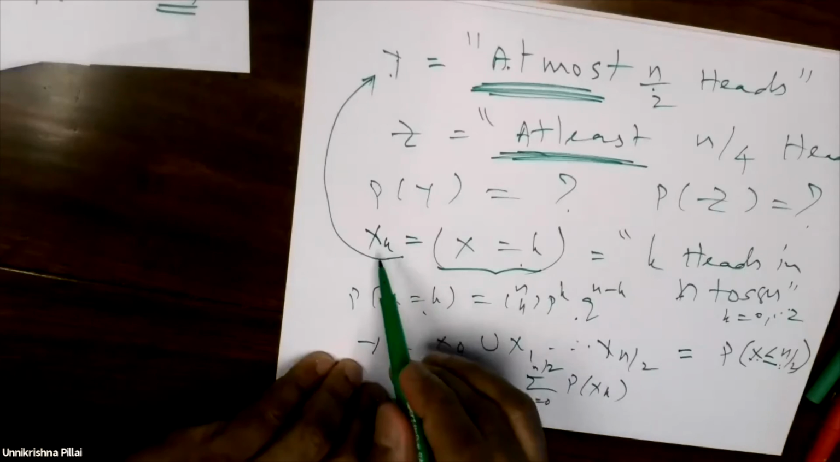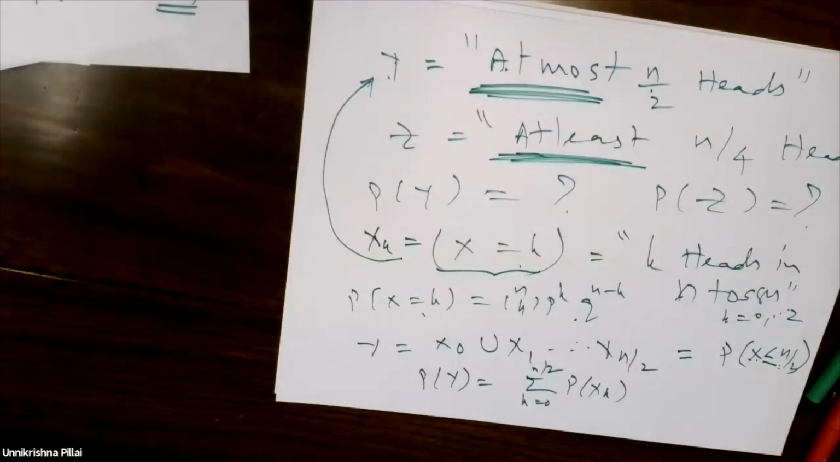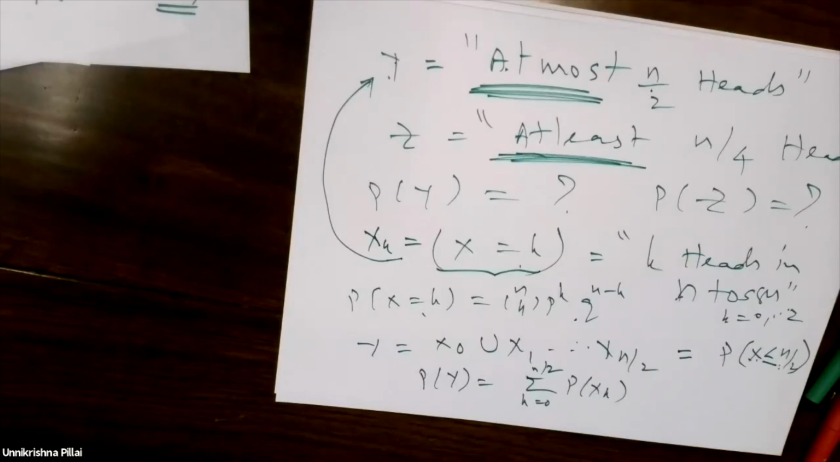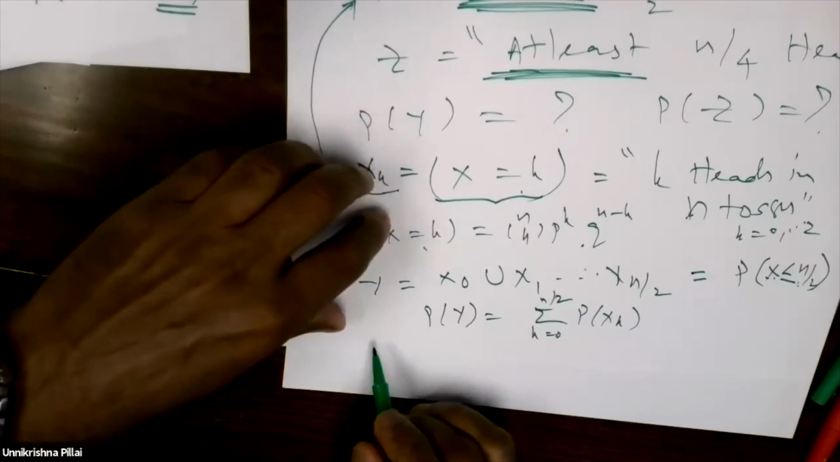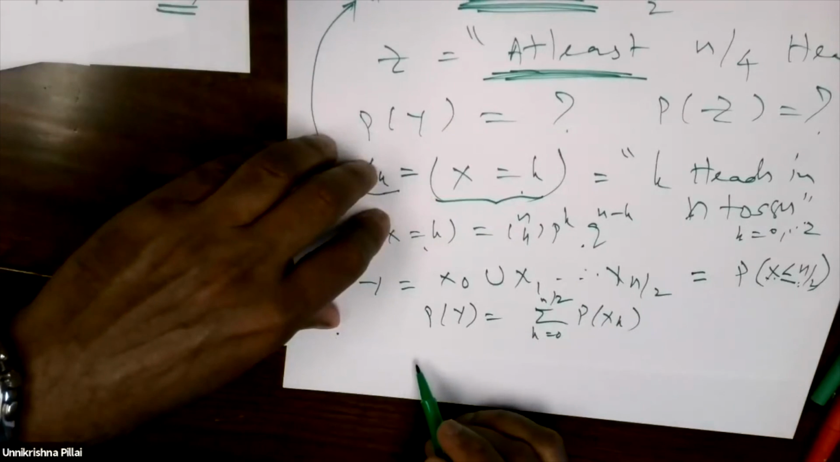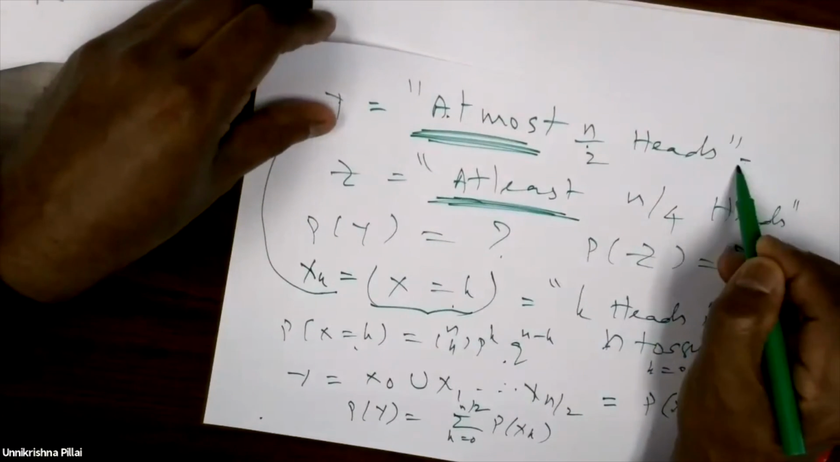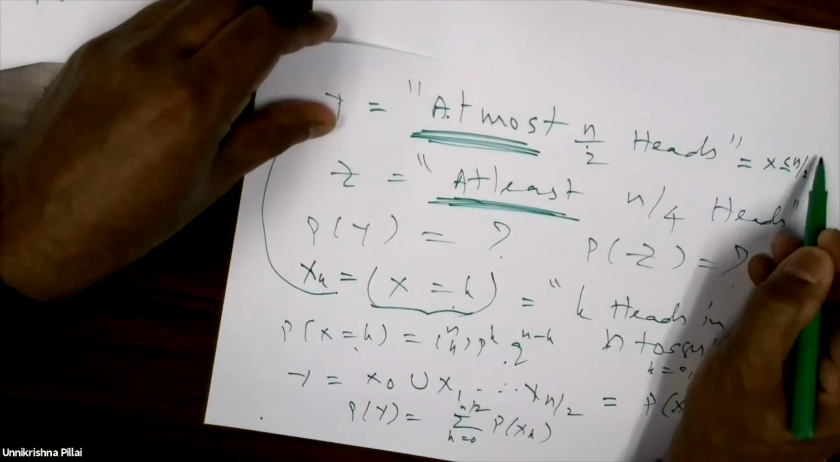How will you express z in terms of xk, at least n by 4 heads? That means k is n over 4, and goes from n over 4 to n. Z is x n over 4 union x n over 4 plus 1, and so on. So this is the same as saying x is less than or equal to n by 2.